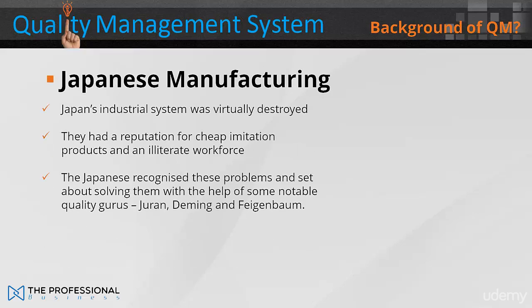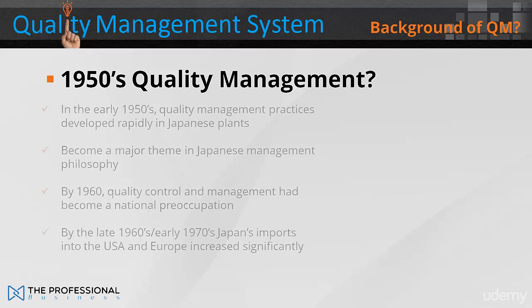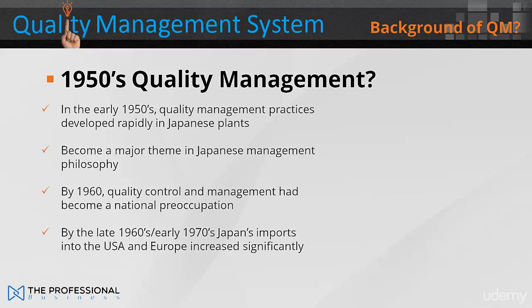At that time, Japan's industrial system was virtually destroyed, and it had a reputation for cheap imitation products and an illiterate workforce. The Japanese recognized these problems and set about solving them with the help of some notable quality gurus, Juran, Deming, and Feigenbaum. In the early 1950s, quality management practices developed rapidly in Japanese plants, and it became a major theme in Japanese management philosophy, such that by 1960, quality control and management had become a national preoccupation.